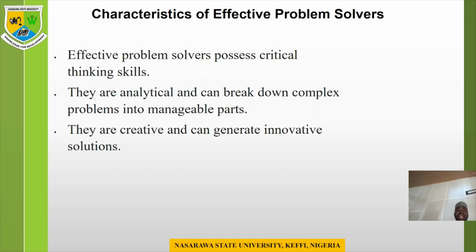Next, we look at the characteristics of effective problem solving. Effective problem solving possesses critical thinking. Critical thinking involves a lot of things. A critical thinker has to be open, ready to accept changes, ready to learn new things, and of course, he needs to be very objective because there is no bias. You won't be biased. You look at things from the perspective of actually solving a particular problem.